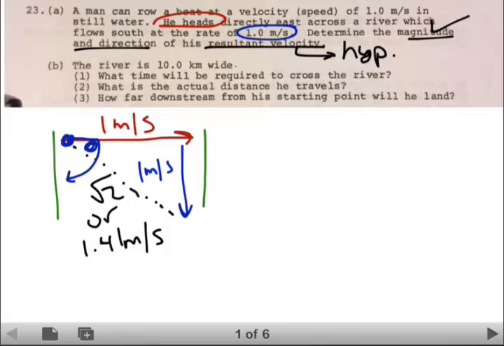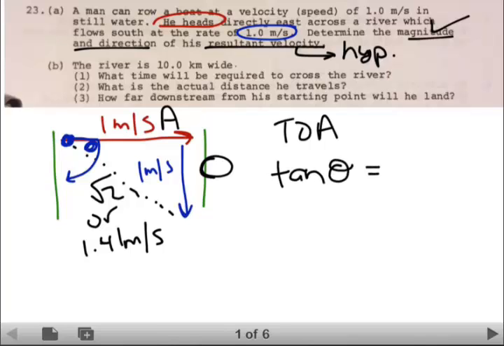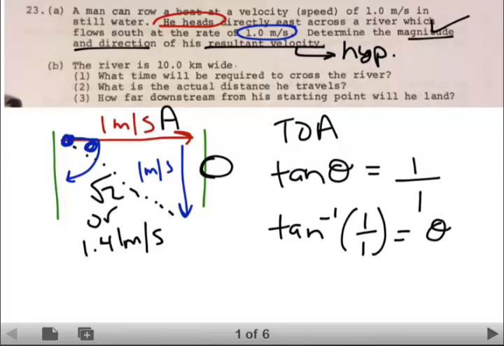So if I'm looking at this angle, then this side here would be considered my opposite. This side here would be my adjacent. So I'm going to use TOA, or tan. Of SOHCAHTOA, I'm going to use tan. So tan of theta is equal to the opposite, which is 1, over the adjacent, which is 1. So then we do tan^-1 of the quantity 1 over 1 is equal to theta. And if you put that in your calculator, you will see that theta equals 45 degrees.